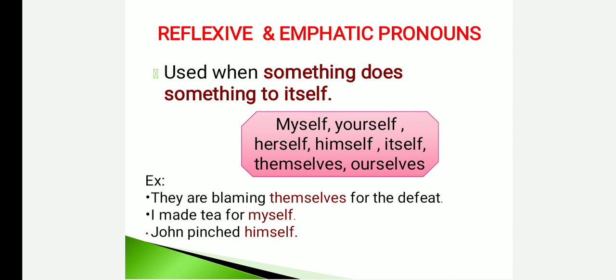They are blaming themselves for the defeat. So they were defeated in the war, but they are blaming themselves for their defeat. I made tea for myself. So I made tea only for myself, not for others. John pinched himself. He didn't pinch others or the person who is standing or sitting nearby him. He pinched himself. So when we learn some happy news, we pinch ourselves in order to make sure that the thing is happening for real or not.